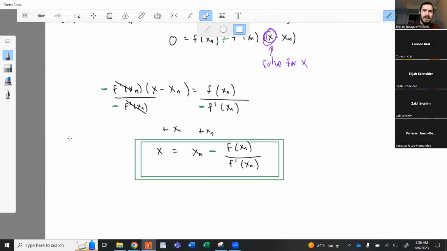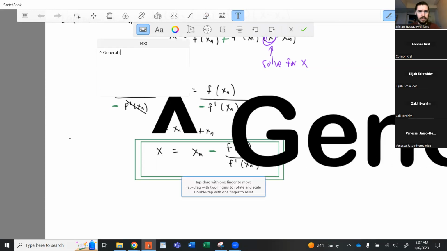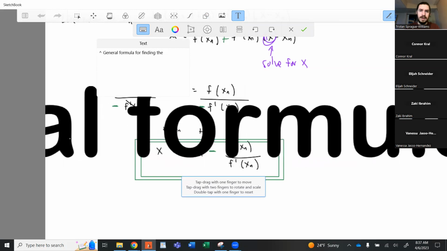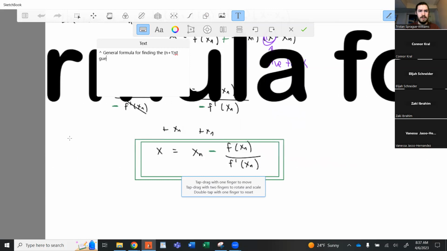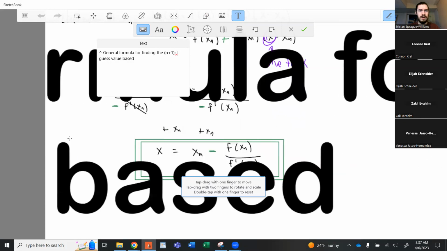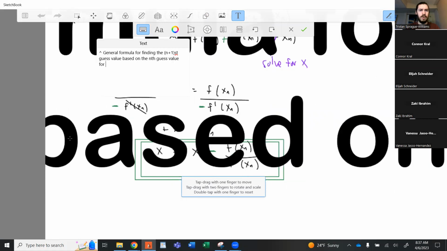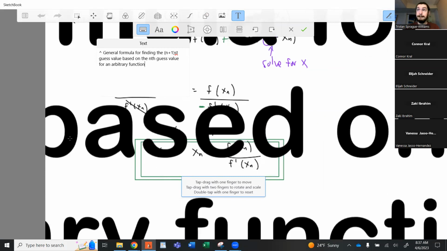So that is a general formula for finding the n plus first guess value based on the nth guess value for an arbitrary function f.